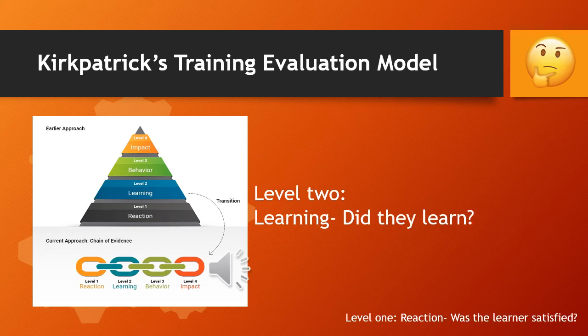Level 2 is the learning level. And this asks the question simply, did they learn? Did they learn anything? This level actually is determining if the students are learning what you're attempting to teach them and what level of confidence they are taking in.